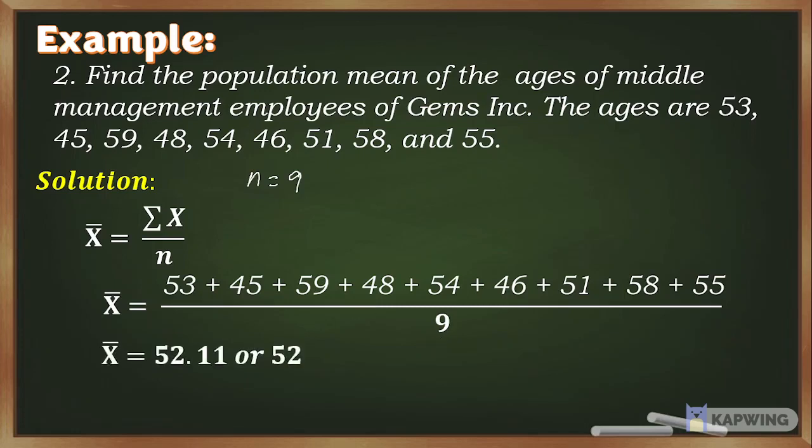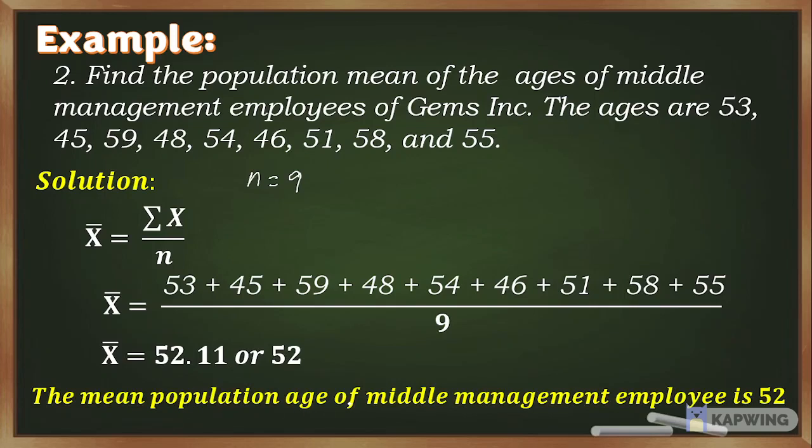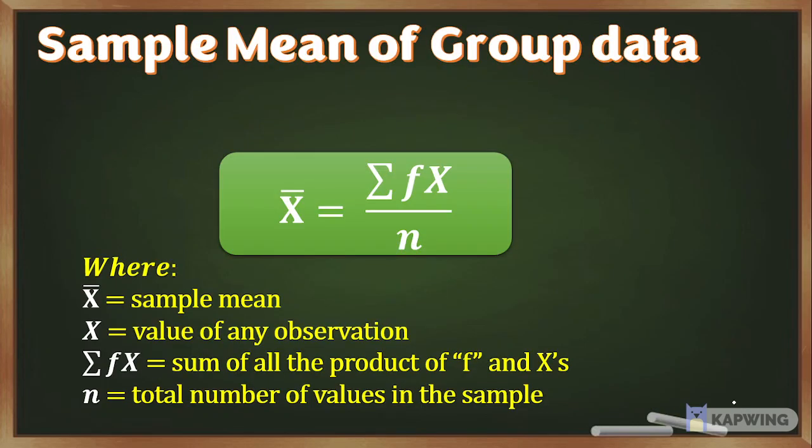Ang ating X bar or mean is equivalent to 52.11 or 52. So, therefore, the mean population age of middle management employee is 52 years old. So now let's go to sample mean of group data.